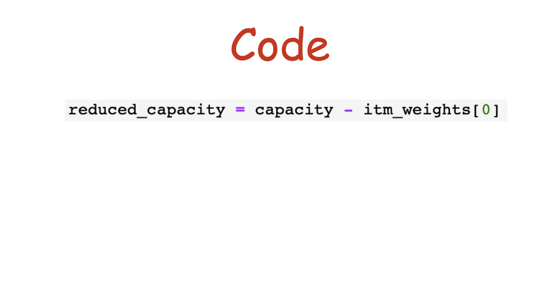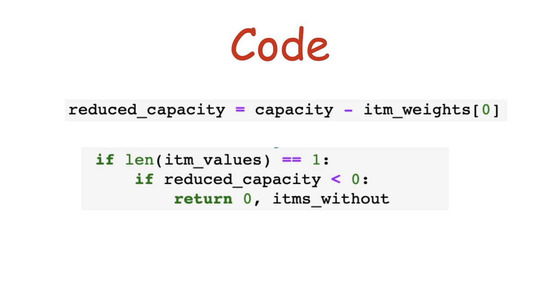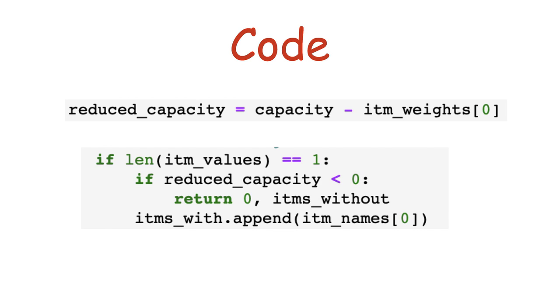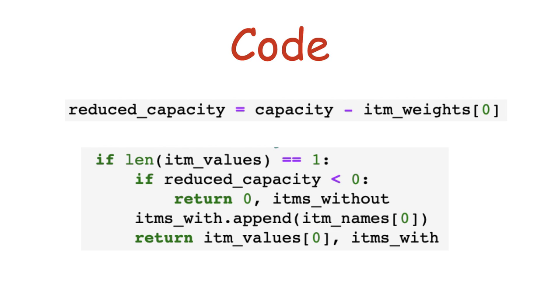Now, we compute the reduced capacity that we will get if we do decide to take the first item in the list. After that, we can consider the first base case, having only a single item on the list. If the reduced capacity is negative, we don't have enough space for this item, so we return 0 value and an unmodified list of items. Otherwise, we append this item to the list of items and return its value and the list of items that now contains it.